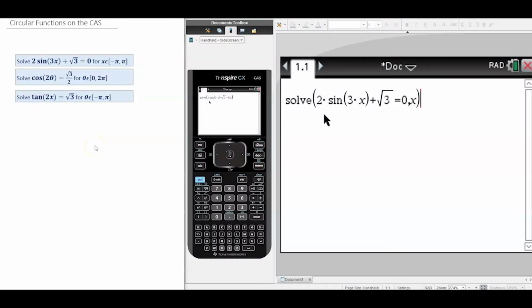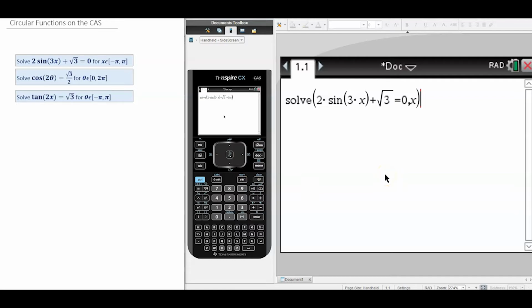Circular functions on the CAS. So we'll go through a bit of solving, sketching, and application questions here, as well as a cheeky little bit of defining functions and variables. You'll notice that I've typed out some of the questions in advance. I'll show you where some of the buttons are that are useful on your CAS.